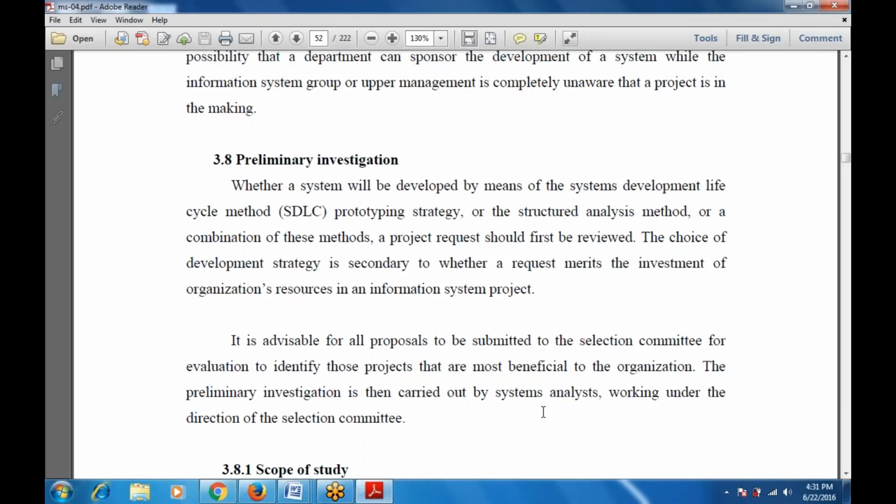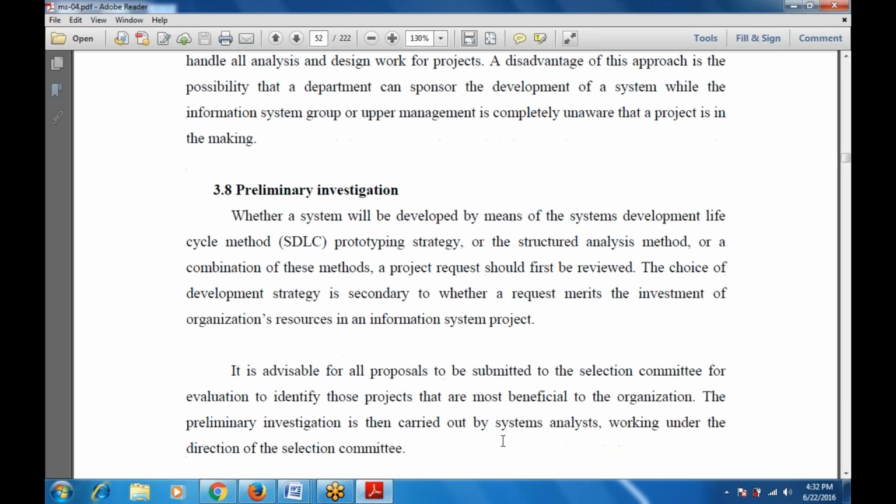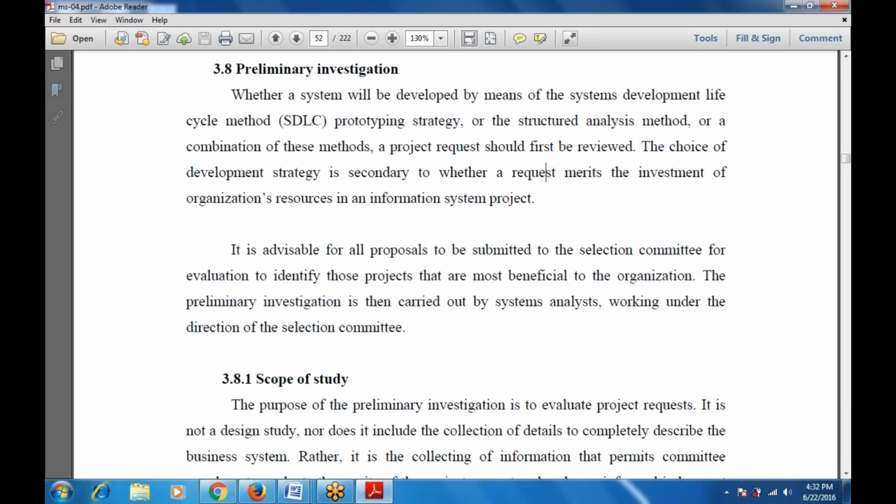And the investigation is carried out by the system analyst working under the control of the selection committee. So first of all, the investigation is carried out by the system analyst under the directions of the selection committee. Now, what is the scope? Why are we using the investigation part? Why are we using the first term, that is, investigation?